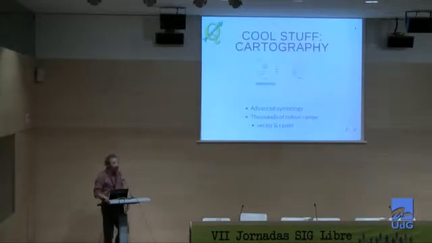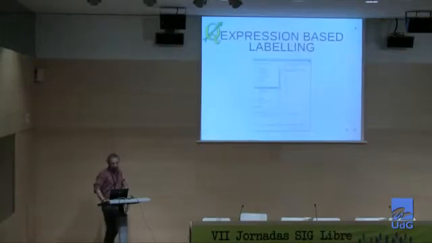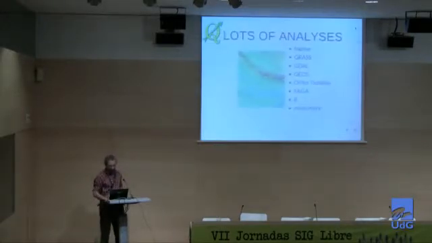Then we do advanced cartography. We have pretty advanced symbology now. We have thousands of color maps, and the nice thing is that you can use the same color map for raster and for vectors straight away. We have advanced labeling with expression based, so you can concatenate strings, you can calculate, extract data from your table and put it on your label, and so on.